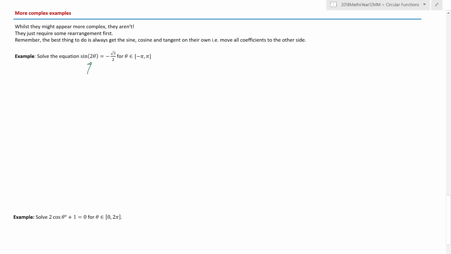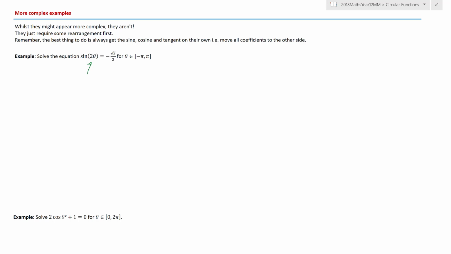Important to note that we're looking for 2 theta. We're looking for the solutions of 2 theta, which will then get us to the solutions of theta. Now, lots of different teachers teach this in lots of different ways. This is the way I always remember doing it. It's got me through high school, it got me through uni, and it's got me through about 147 years of teaching. So, if you think of it another way, knock yourself out.